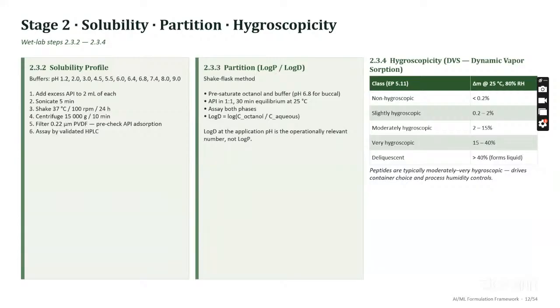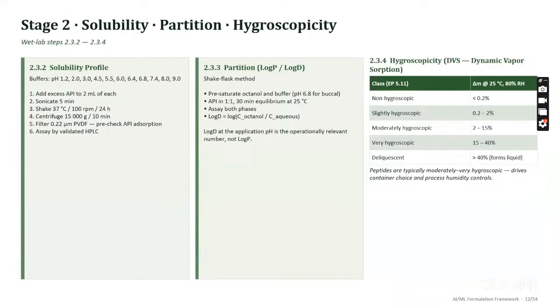The wet lab basics: solubility across the pH range. Take buffers across the pH range, for example 1.2, 2, 3, 4.5, 5.5, 6, 6.4, 6.8, 7.4, 8, 9. Add excess API to 2 ml of each of these different pH buffers. Sonicate for 5 minutes, then heat at 37 degrees and 100 rpm for 24 hours.